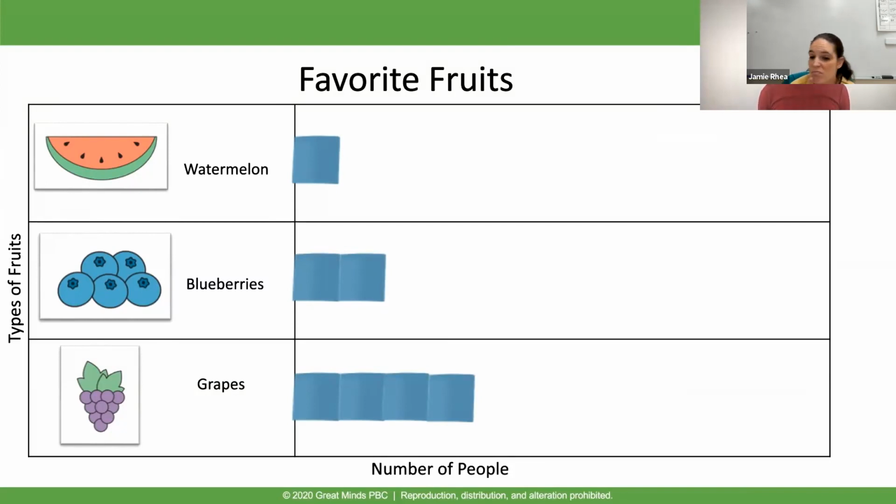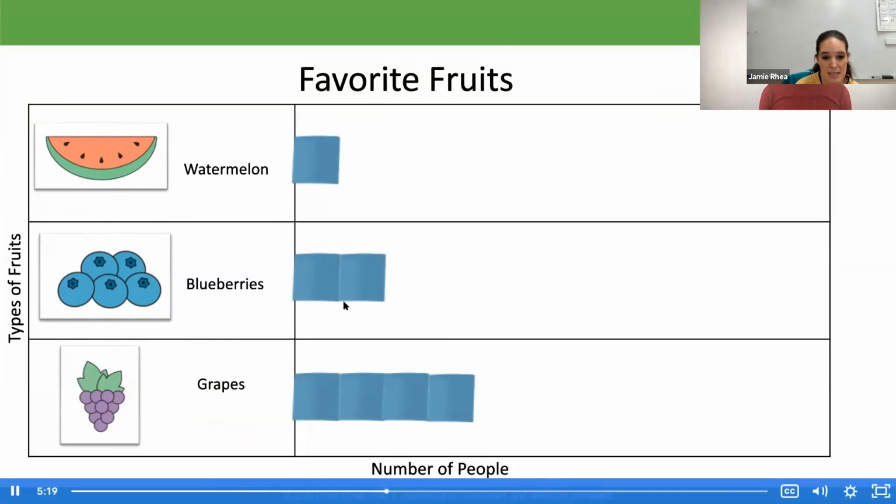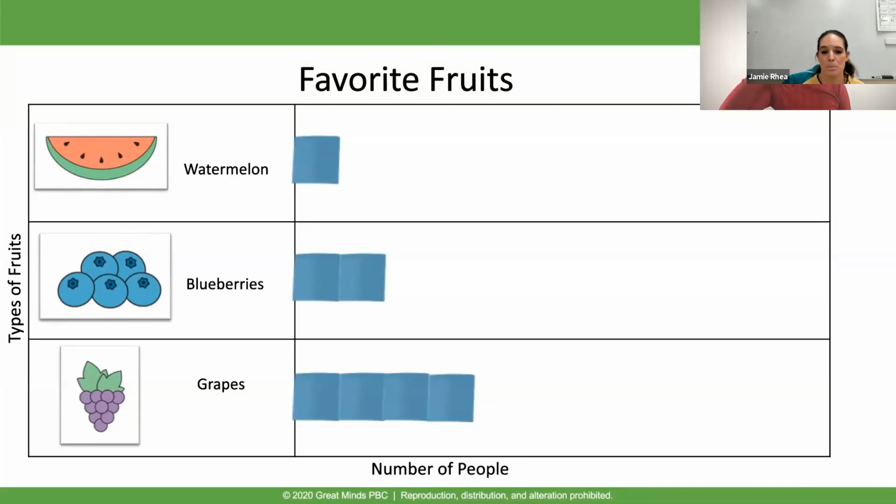Take a moment to think. Well, I could look at the chart and see there were more sticky notes for the grapes than the watermelon. Go ahead, tell me what you're thinking. But you may have looked at it differently. You may have counted on or something. I think I heard some really good ideas if I read your minds correctly.